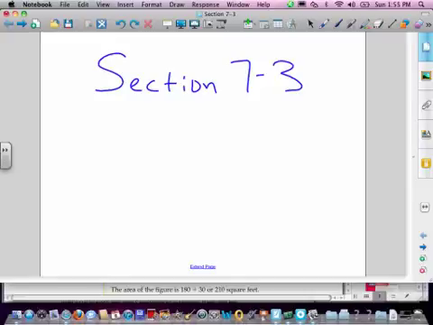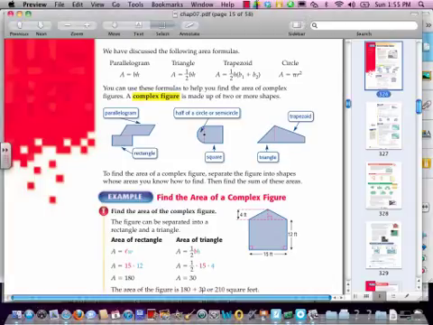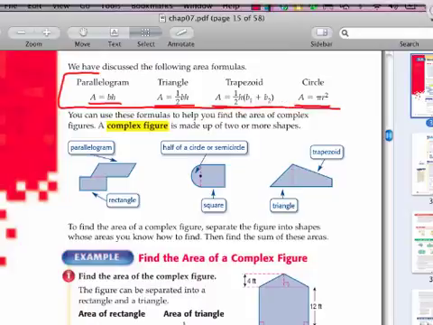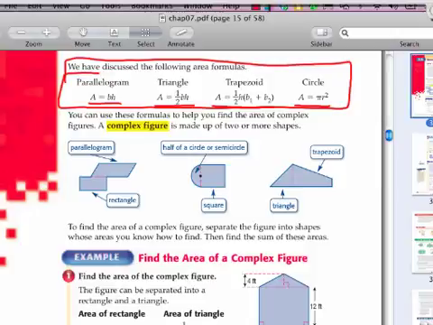This is section 7.3, area of complex figures. And so what we're going to talk about today is how to add or find the area of figures that have multiple shapes in them. Remember, in the last section, we talked about some basic formulas. We talked about area of a parallelogram, area of a triangle, a trapezoid, and a circle. And you're going to need to know and use those formulas. So if you don't have those, would you put all those in your notes right now, because you're going to need all those as we go through here.